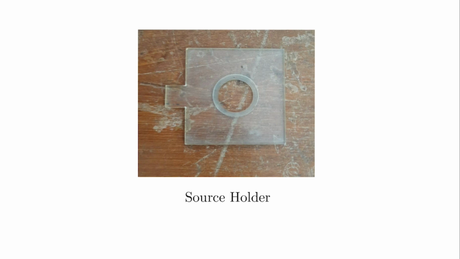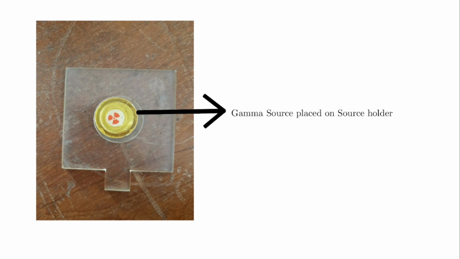This is source holder, where we are going to place our source and place it in GM tube. Now for this experiment we are going to use gamma source. This is how it will be placed in on source holder.